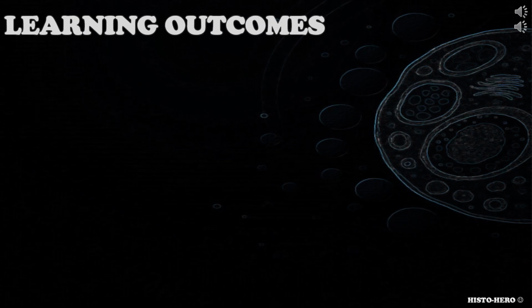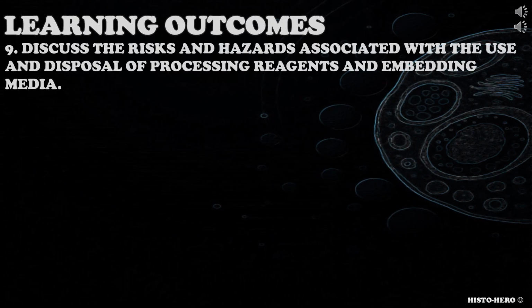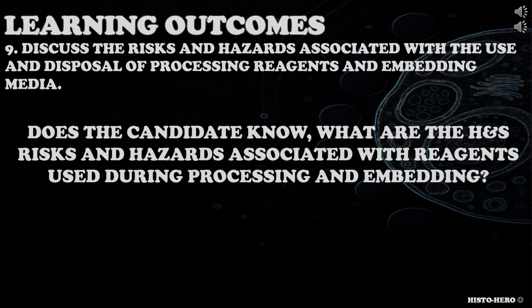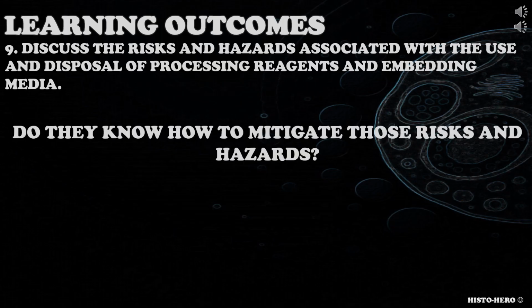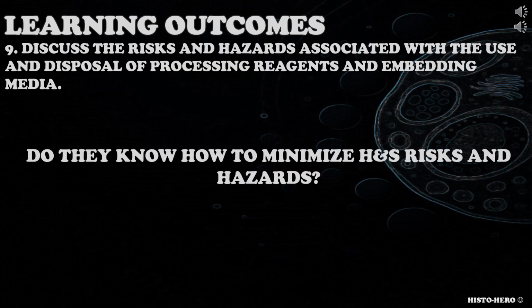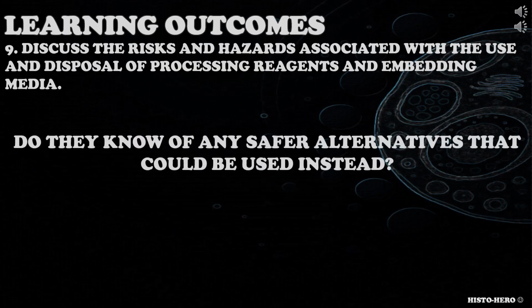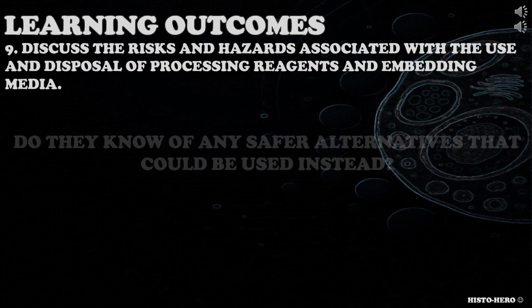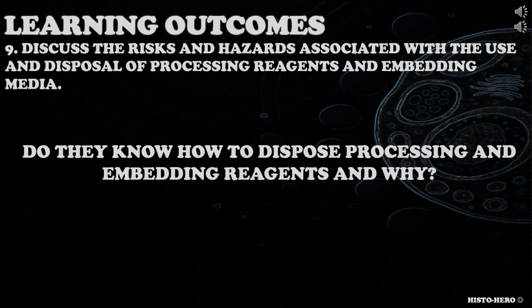The ninth learning outcome is, discuss the risks and hazards associated with the use and disposal of processing reagents and embedding media. Candidate needs to know about risks and hazards associated with processing and embedding reagents. Does the candidate know what are the health and safety risks and hazards associated with reagents used during processing and embedding? Do they know how to mitigate those risks and hazards? Do they know how to minimize health and safety risks and hazards? Do they know of any safer alternatives that could be used instead? Do they know how to dispose of processing and embedding reagents and why?